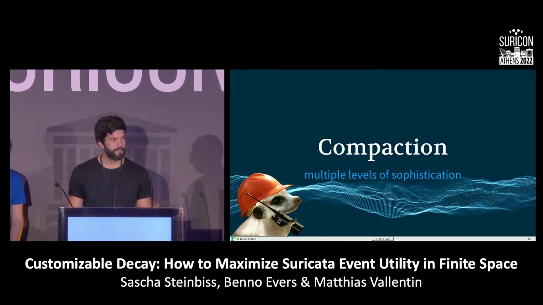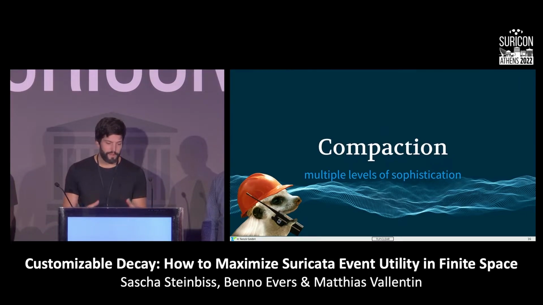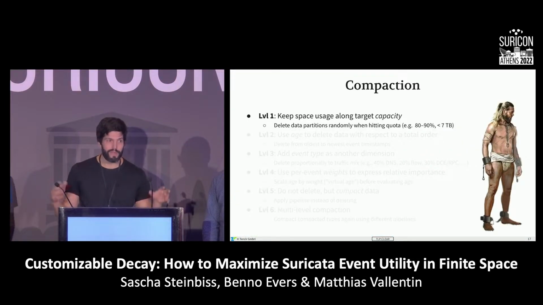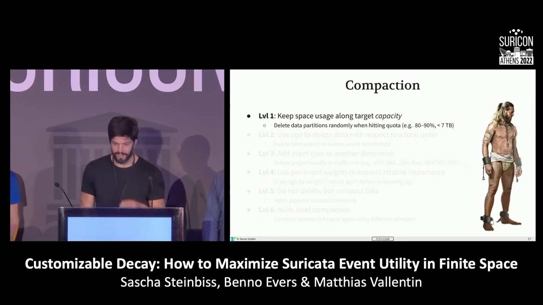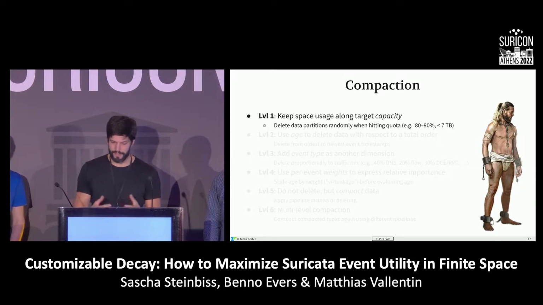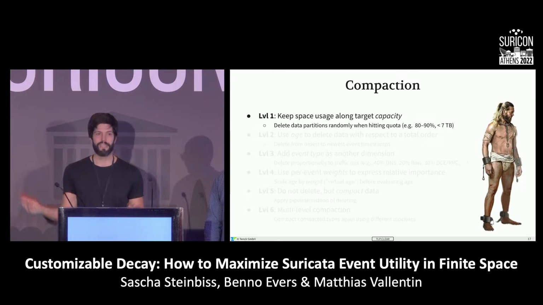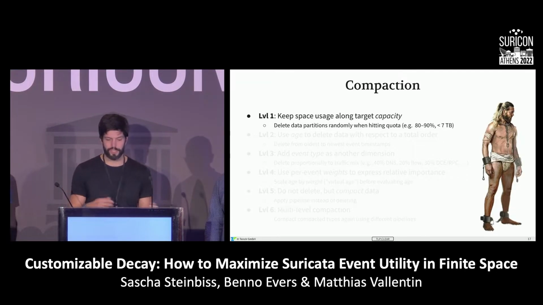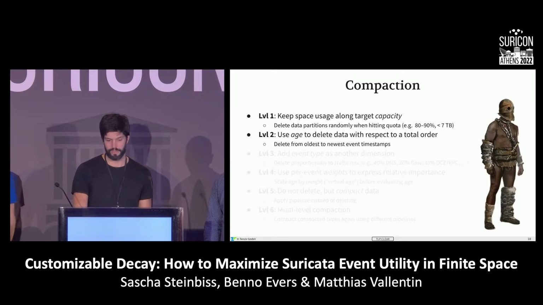Today, we're talking about compaction, and whoever runs VAST and Suricata or just Suricata in a confined space environment will always end up running out of disk space. So we try to break this down because there are multiple levels of sophistication in compaction. The first thing you can imagine is just deleting data. When you hit a certain quota, say 80 to 90% disk space, you can just delete the old data. But if you do that randomly, then you may delete data that's more important than other things.